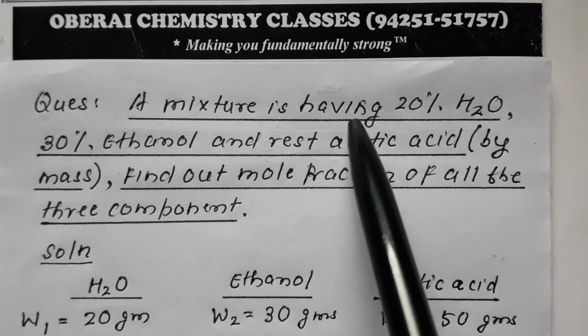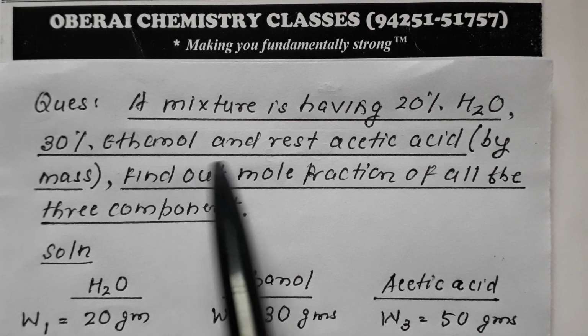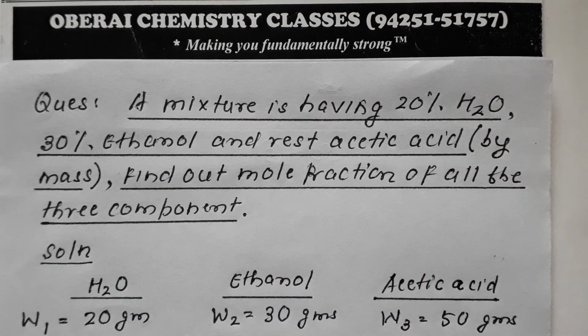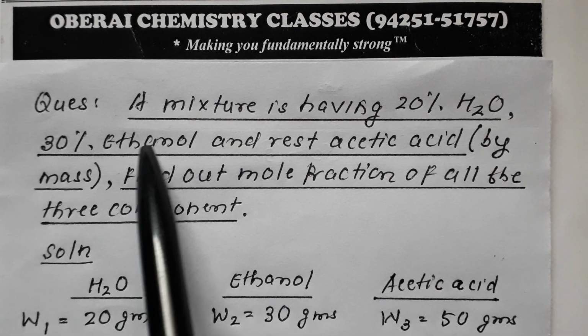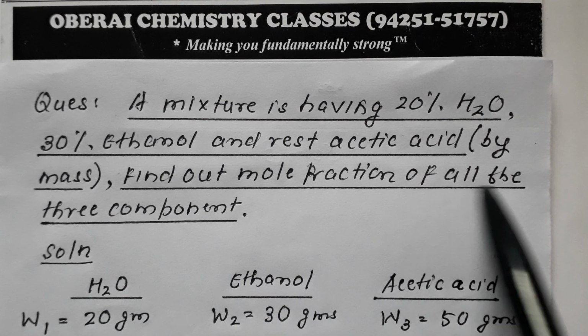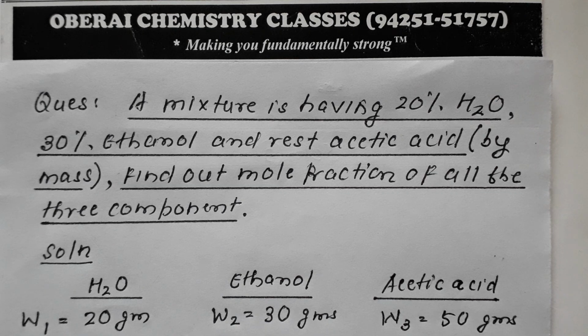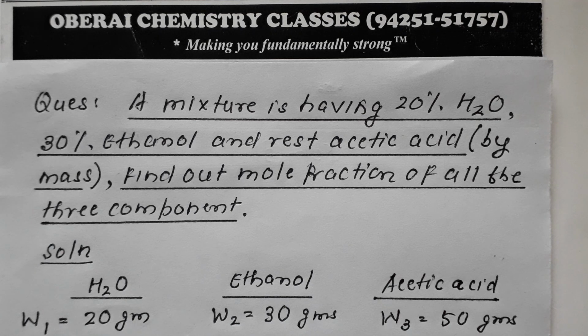that a mixture is having 20% water, 30% ethanol and the rest acetic acid by mass. Find out the mole fraction of all the three components. So now the mixture is having three components: one is water, next is ethanol, and the third is acetic acid.